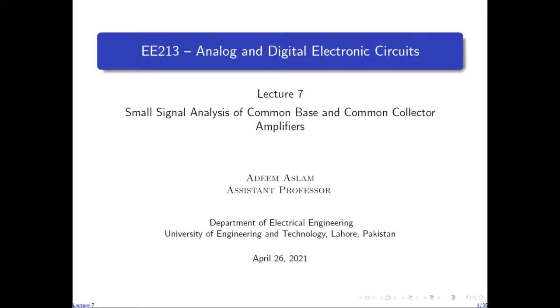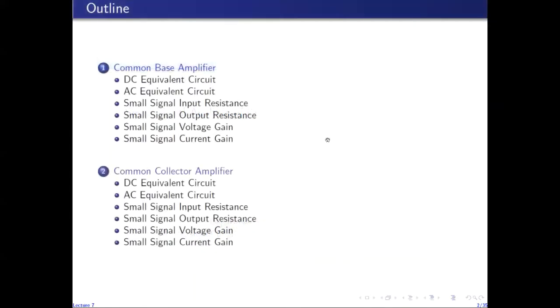Welcome to the 7th lecture on analog and digital electronic circuits, in which we will study small signal analysis of common base and common collector amplifiers. So just like we analyzed the common emitter amplifier, I will discuss the AC and DC equivalent circuits and find the small signal parameters for both common base and common collector amplifiers.